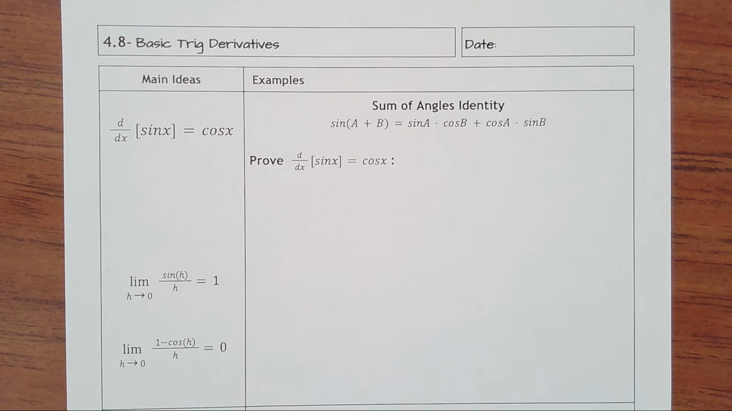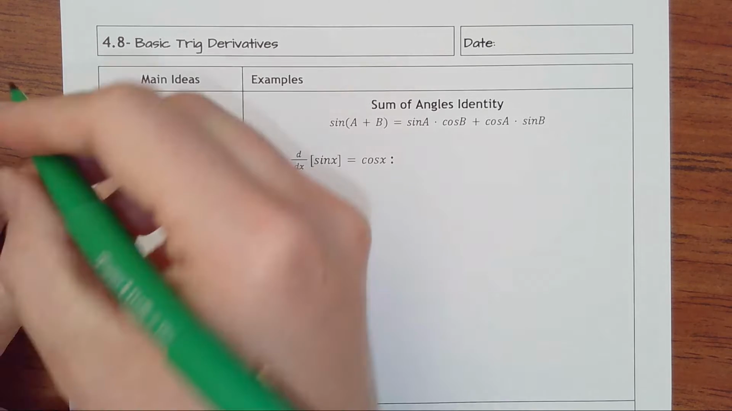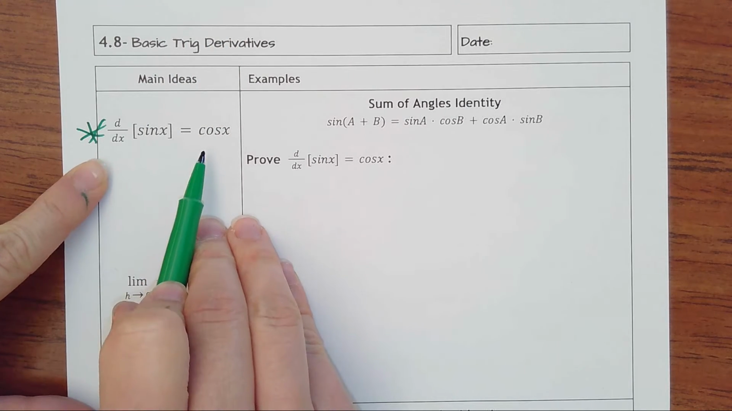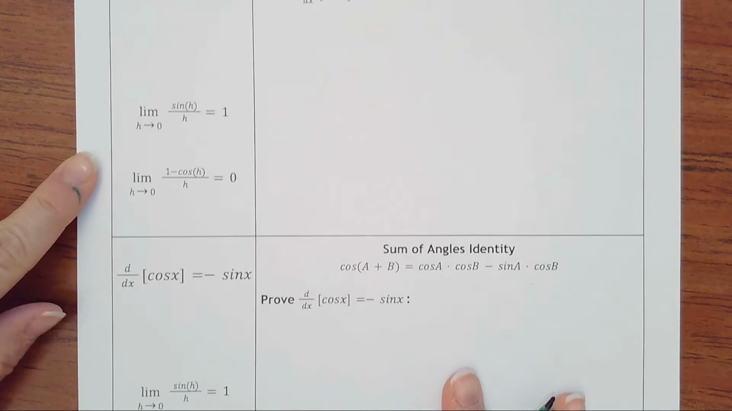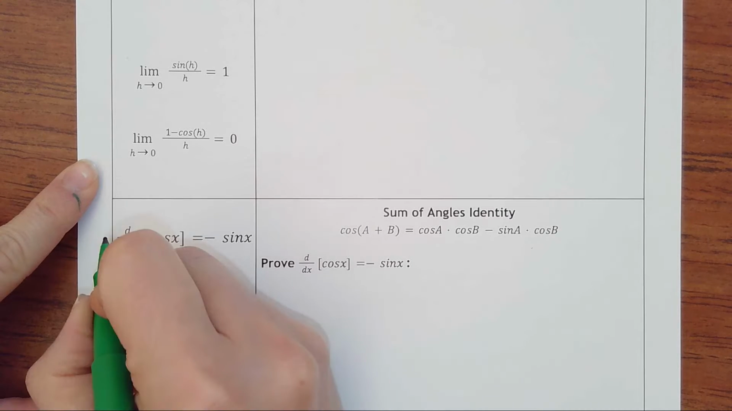Last lesson, lesson 4.8, basic trig derivatives. So really we're just learning the two trig derivatives. The derivative of sine will equal cosine. That's something you need to memorize. And then the other one is that the derivative of cosine equals negative sine of x.